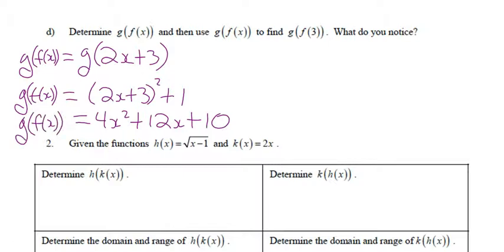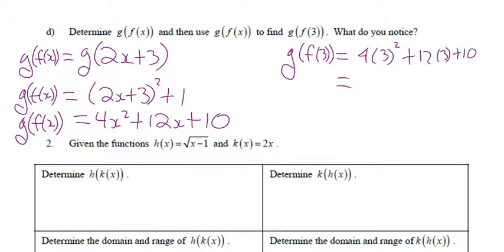And what's g of f of 3? So everywhere we see the input, so 4 times 3 squared plus 12. 36 plus 36 equals 80.